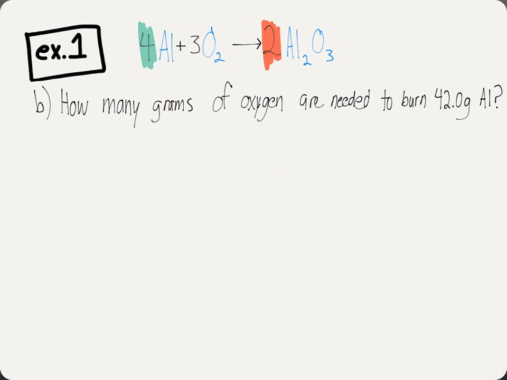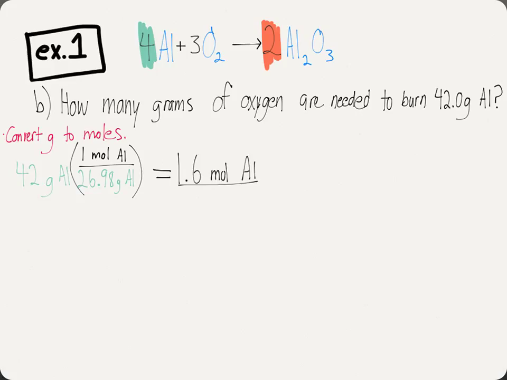Part B. How many grams of oxygen are needed to burn 42 grams of aluminum? We're given grams of aluminum. Our first 2 steps are already done. So our third step is to convert grams of aluminum to moles of aluminum so we can compare the two equally. Here we have our ratio of moles of aluminum to grams of aluminum. We got 26.98 grams from the periodic table. This is the molar mass. So we multiply this by the information given here, 42 grams of aluminum. We come up with the answer of 1.6 moles of aluminum.